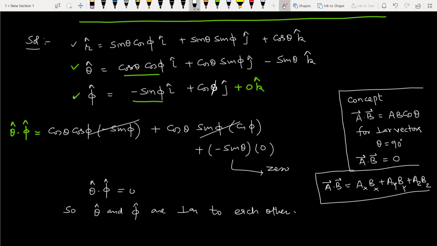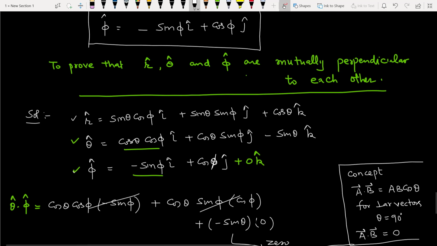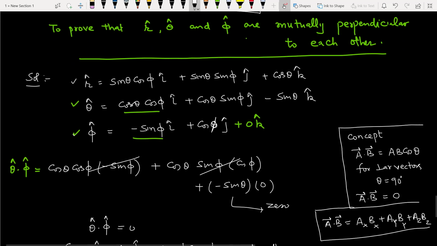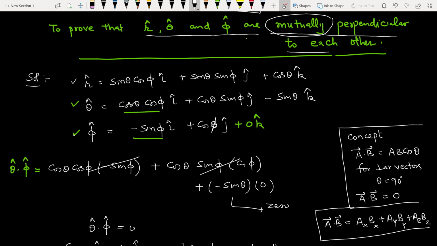So as each pair is perpendicular to each other, our article that all the three unit vectors, spherical polar unit vectors, are mutually perpendicular to each other is proved. So this is all about today's lecture. Thanks a lot.